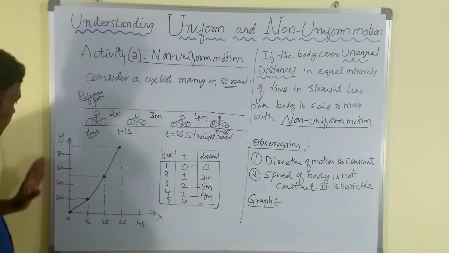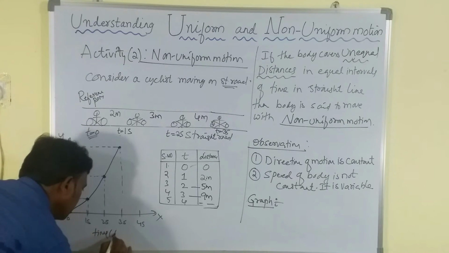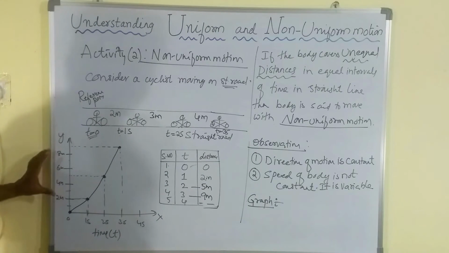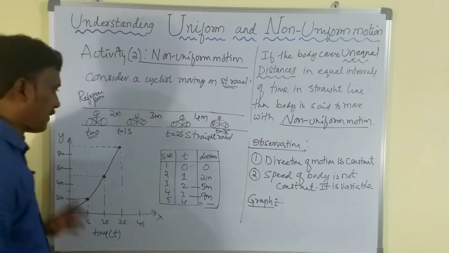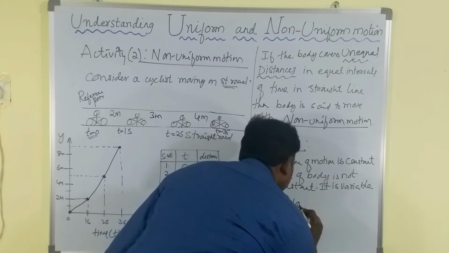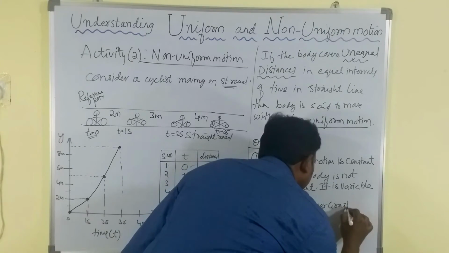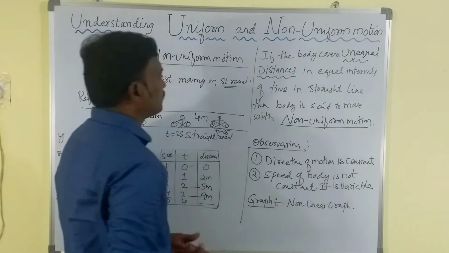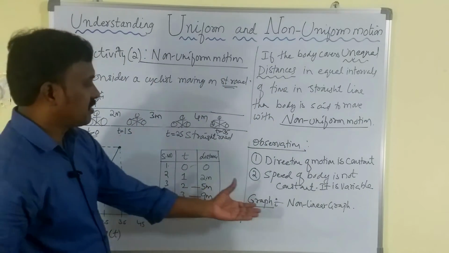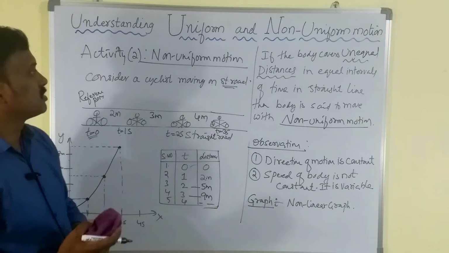Here you have the time on the x-axis. On the y-axis you are taking the distance. So, non-linear graph. Non-linear graph. So in case of non-uniform motion, what kind of graph you are getting? Non-linear graph. Okay, so let me define the non-uniform motion once again.